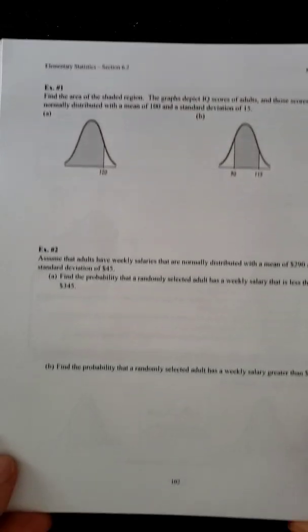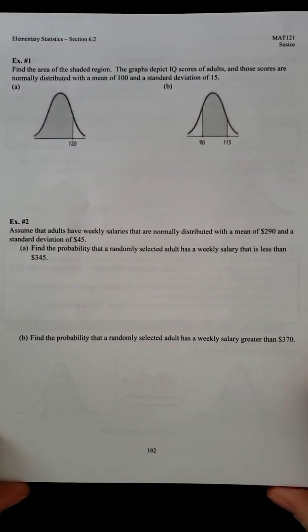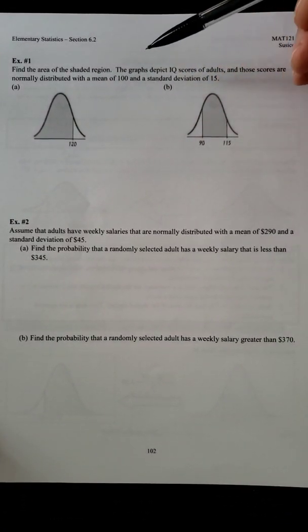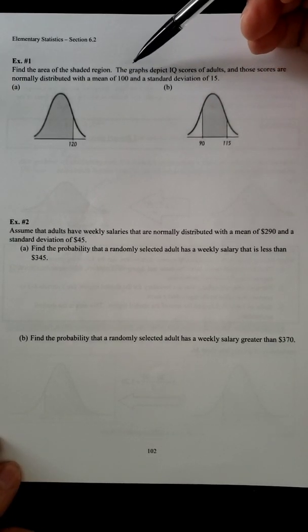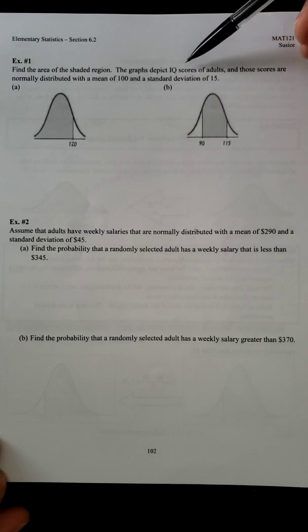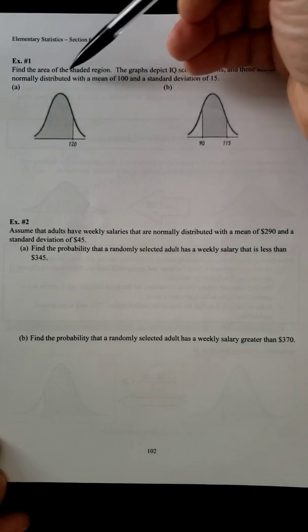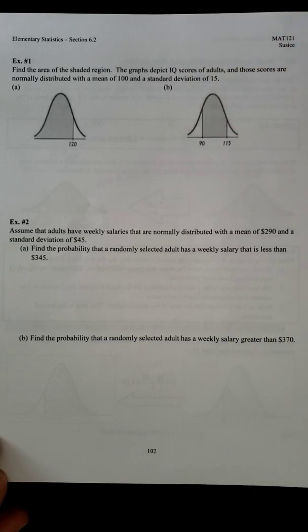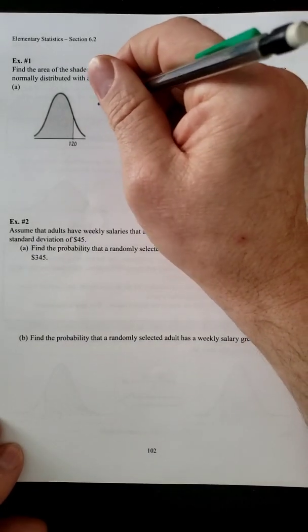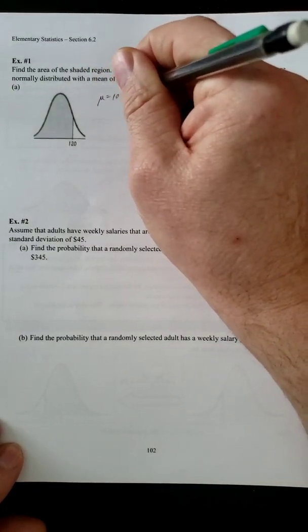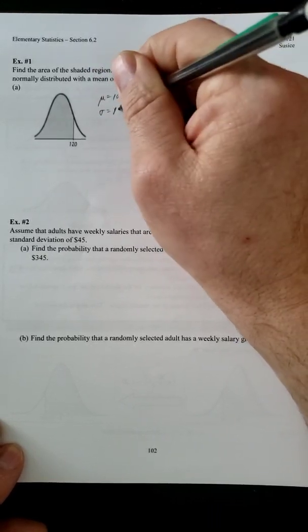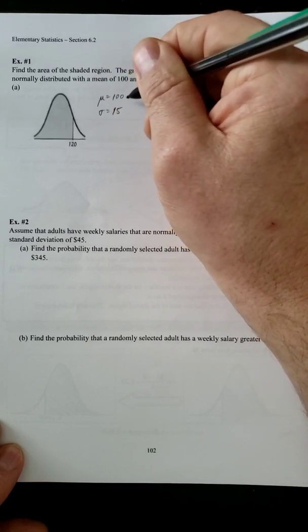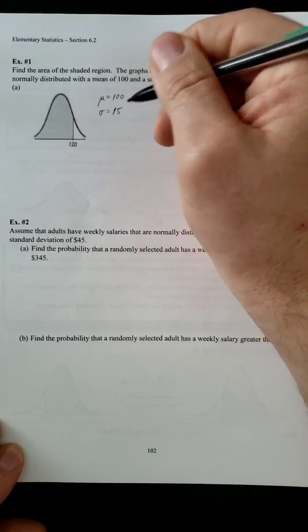So let's try it out. So we got find the area of the shaded region. So remember, areas and probabilities are synonymous if they're standardized. So if the graph depicts IQ scores of adults, and those scores are normally distributed with a mean of 100 and a standard deviation of 15. So I always like to just write it using the notation. So mu is equal to 100 and sigma is equal to 15.